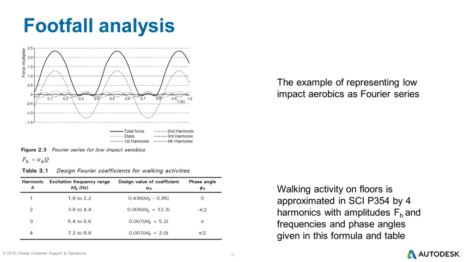The table below corresponds to the walking activity on floors, and it is also approximated by 4 harmonics. In case of SCI P354, these are amplitudes FH at frequencies and phase angles. Alpha H is often called the dynamic load factor, DLF, and for each harmonic, it is the amplitude of dynamic force expressed as a fraction of a person's static weight. When you add up all harmonics together, the minimum value would be around 0.6 rather than close to 0, as for the aerobic diagram. Also, the maximal values would be smaller compared to the ones for the aerobic activity.